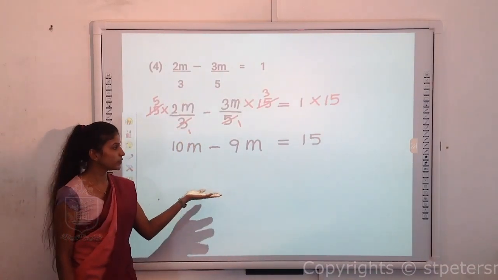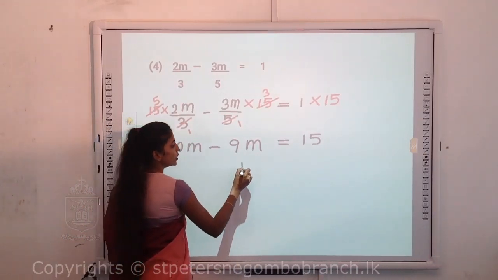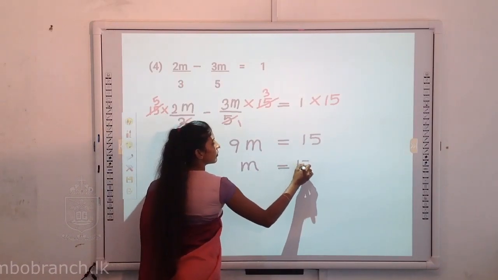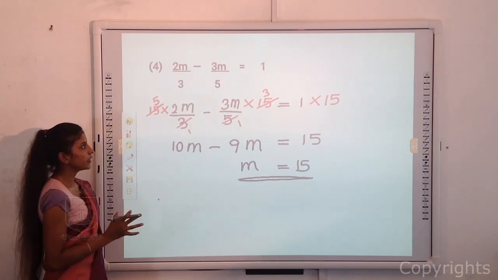Right, what's our next step? 10m, 9m. We have to subtract. 10 minus 9, 1m is remaining. So no need to represent 1 here. You can just write m equals 15. Okay, so that's a way of simplifying.